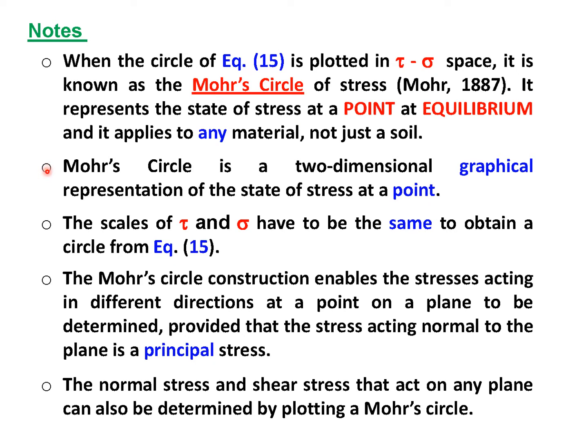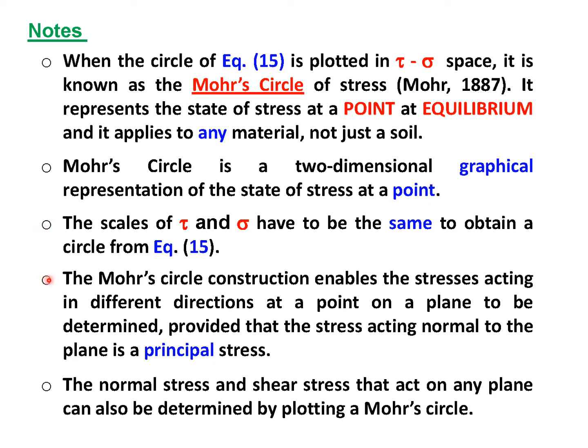Mohr circle is a two-dimensional graphical representation of the state of stress at a point. The scales of tau and sigma have to be the same to obtain a circle from equation 15, the equation I showed on the previous slide. So this point is very, very important, that the scales of shear stress and normal stress have to be the same to obtain a circle.